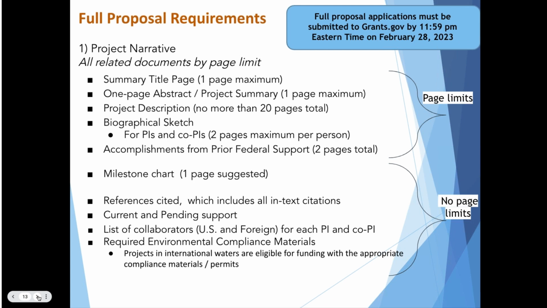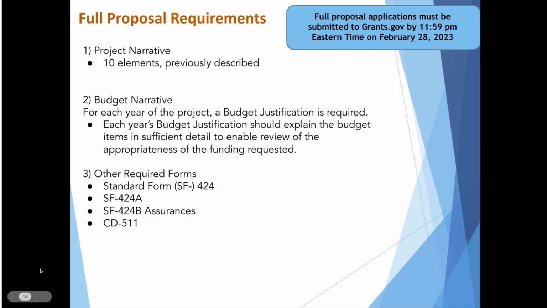And within those biographical sketches, please include a listing of all professional and academic credentials and mailing addresses, up to 5 publications that are closely related to the proposed project, and up to 5 other significant publications. Other documents required by applicants include a list of current and pending support, a 2-page maximum list of accomplishments from prior federal support, and this is for lead PIs and co-PIs, a total of 2 pages.